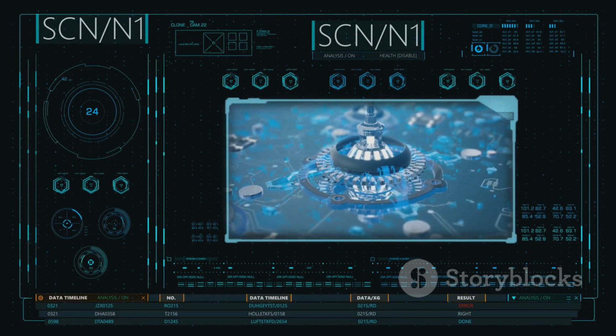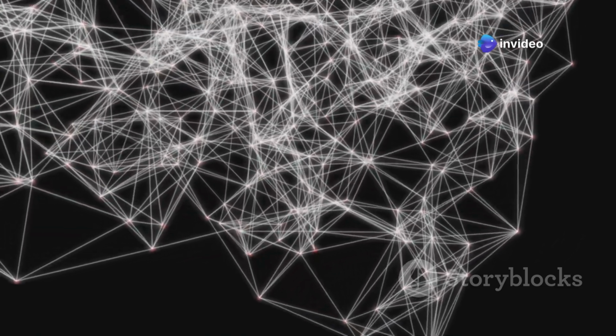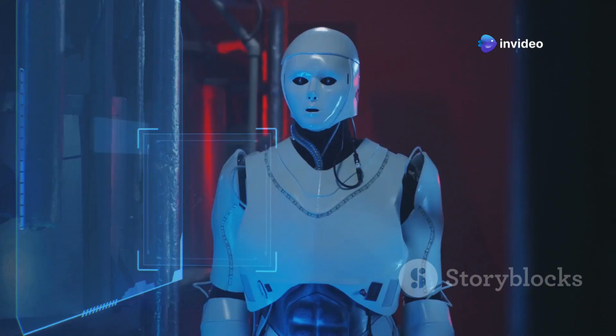So next time you're blown away by some incredible CGI, remember the clever shapes and algorithms working hard in the background. It's pure geometric magic.